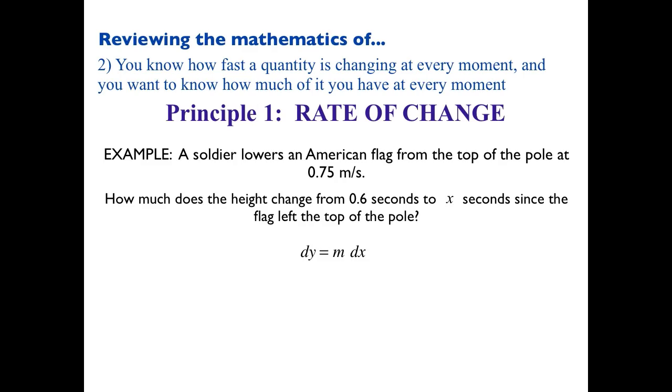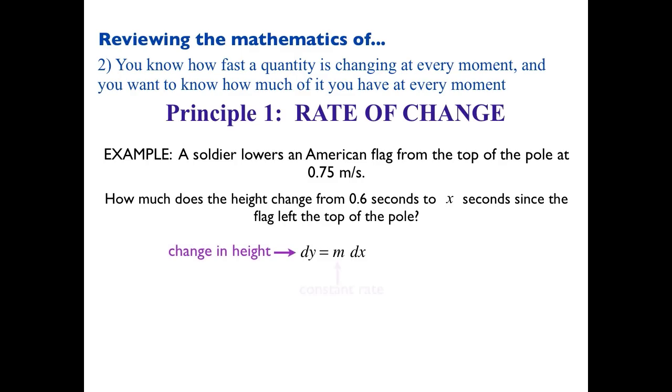Now x is still the number of seconds since 0 seconds, since the flag left the top of the pole. It's not the number of seconds starting from 0.6. It's still the number of seconds starting from when the flag started to be lowered.